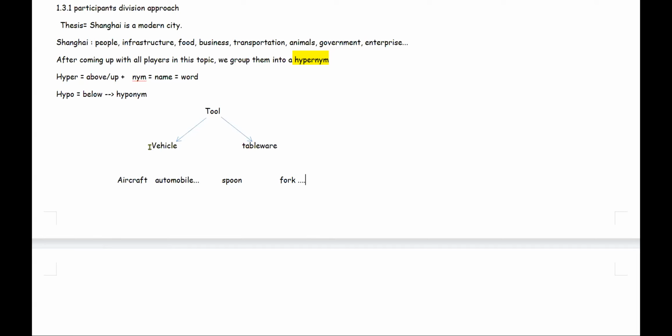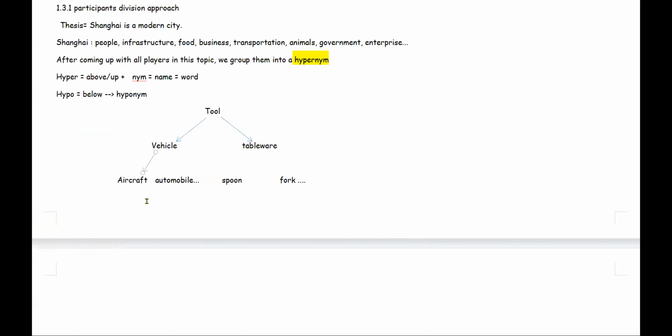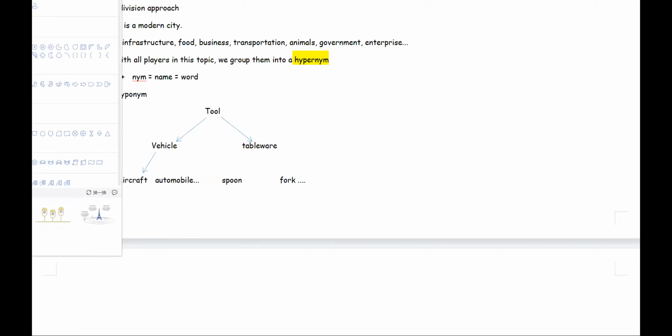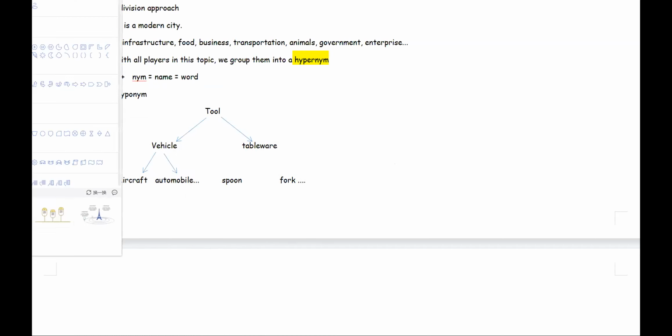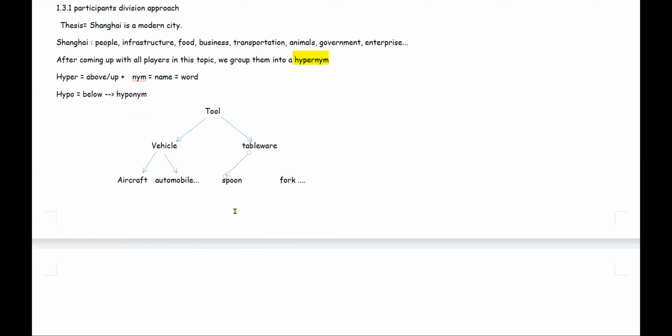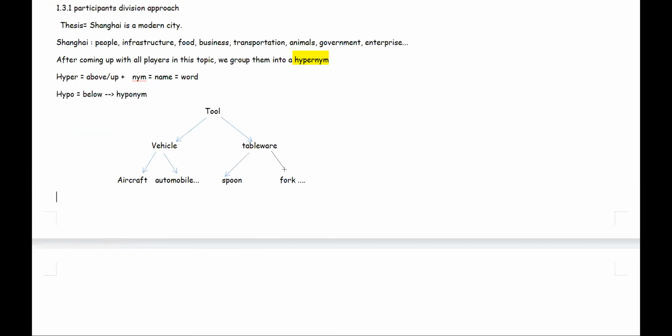So you see, if we compare these two generations, the previous hyponym now becomes hypernym, right? So vehicle is the hypernym of both aircraft and automobiles. You see how this goes, right? And then tableware is the hypernym of both spoon and fork. So far so good. All right. And you can keep going on and on.